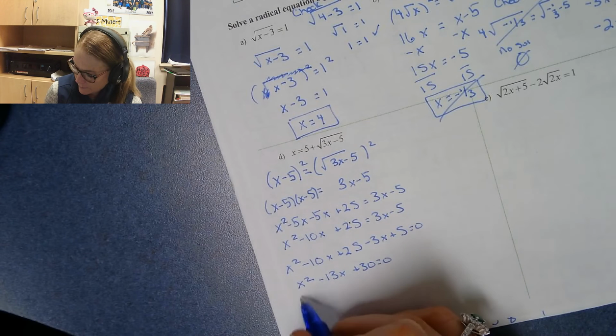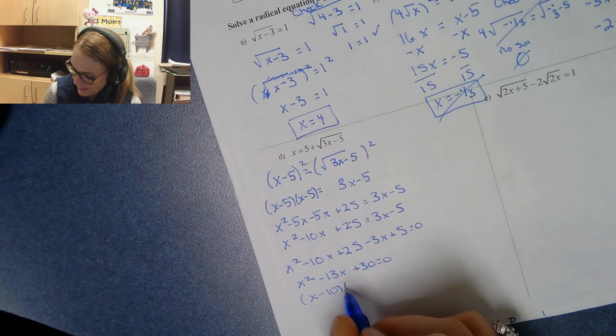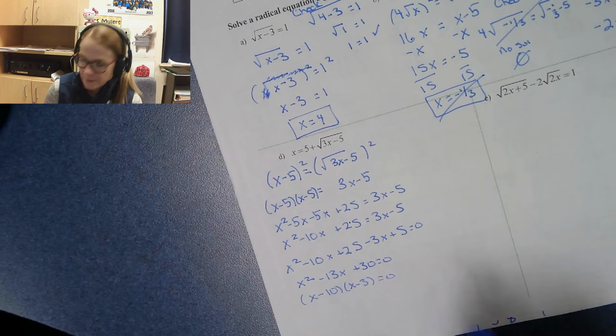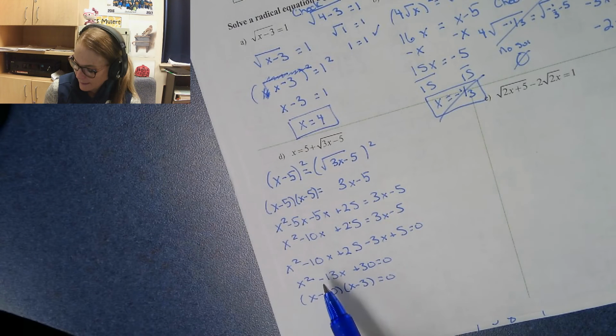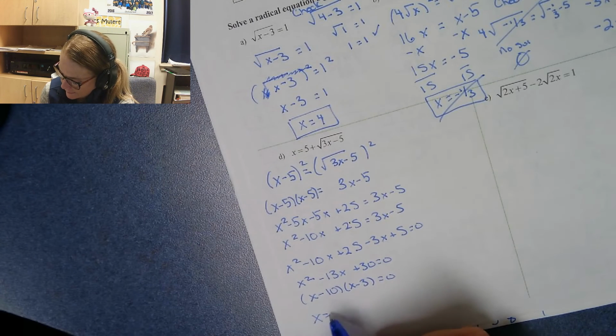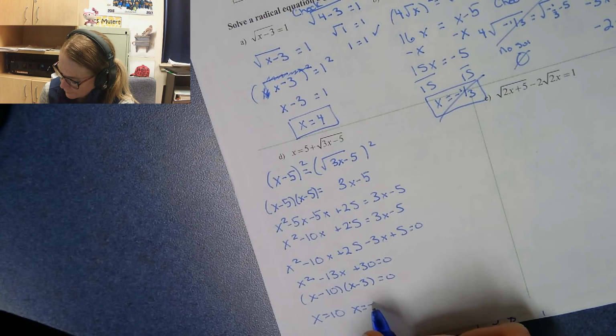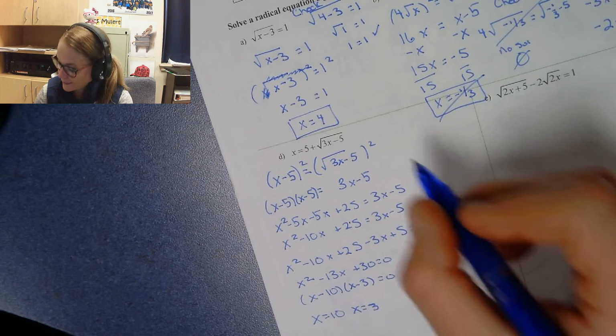And now I'm going to factor and solve. x minus 10, x minus 3. So two numbers that multiply to 30 and add to 13, that's 10 and 3, and the signs are negative because the sign of the middle term is negative. So x equals 10, x equals 3. So I squared both sides. Got to check. It's mandatory.